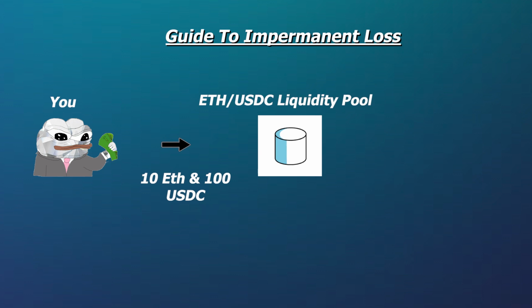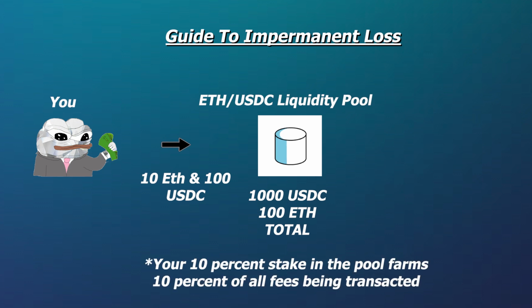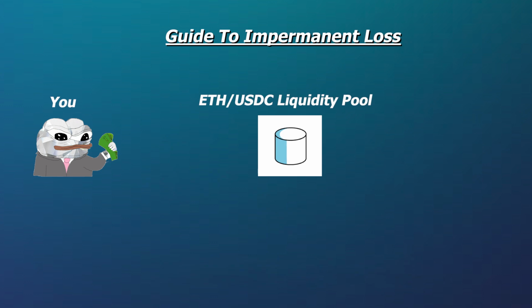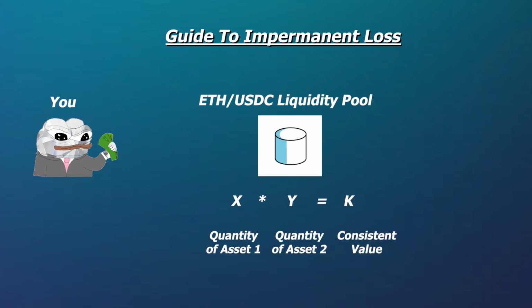Let's say you provided this liquidity to a pool worth 1000 USDC and 100 ETH total. You'd have a 10% stake in that pool, resulting in you receiving 10% of all fees being generated by it. Let's also establish how the Uniswap AMM algorithm works to price assets. The algorithm is simply x times y equals k. The goal of the formula is to maintain k as the same value after each transaction by repricing assets in the pool.